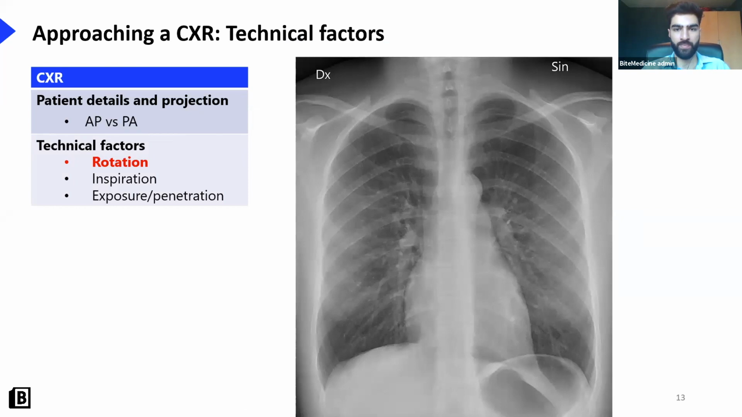So how do we assess rotation? This is a technical factor. What that means is if any of these factors are off, then we can't properly assess the chest X-ray. If the patient is rotated, if the inspiration is incorrect, or if the exposure is incorrect, it's harder to properly assess the chest X-ray. So how do we assess if the patient is rotated?